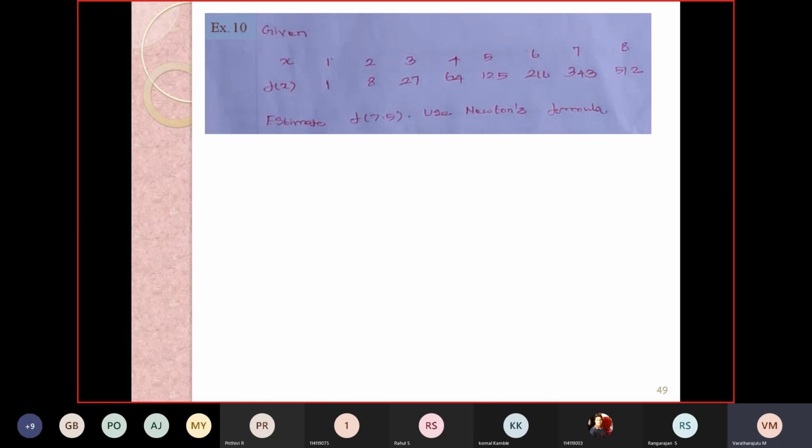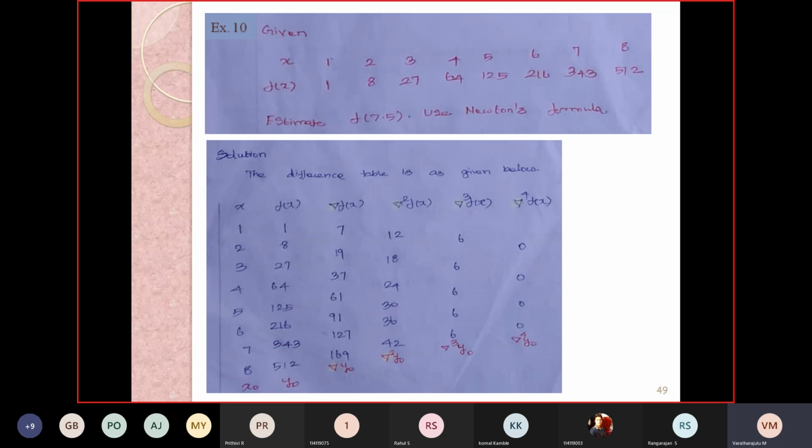A set of data is given, and we need to find f of 7.5 using Newton's formula. Usually in universities or in exams, they won't suggest forward interpolation or backward interpolation. We need to identify the appropriate technique. Here, see the data. The x value starts from 1 and goes till 8, and the f of 7.5 value is very near to the end. Therefore, we need to apply Newton's backward interpolation formula. When it is nearer to the beginning, then we need to apply Newton's forward interpolation.